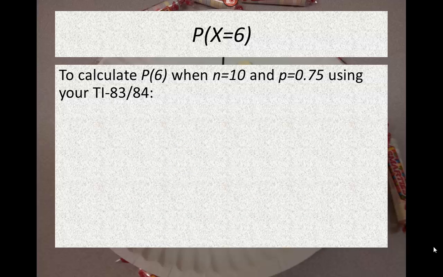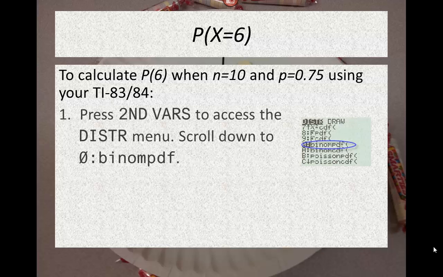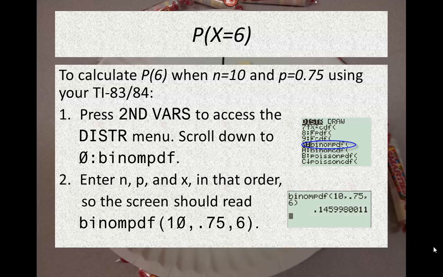If we want to calculate the probability that exactly 6 nurses leave within the first year, we can use the formula, or we can use a graphing calculator. Press 2nd Vars to access the distributions menu. Scroll down to select binompdf. Then enter n, p, and x. For our example, n is 10, p is 0.75, and x is 6. The probability that exactly 6 nurses leave in the first year is 14.6%.